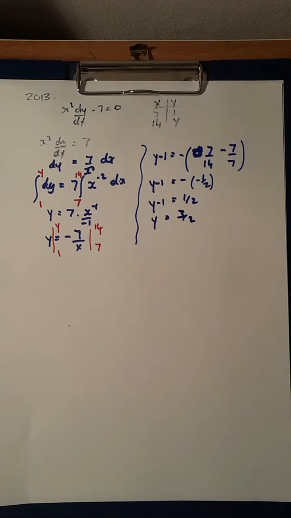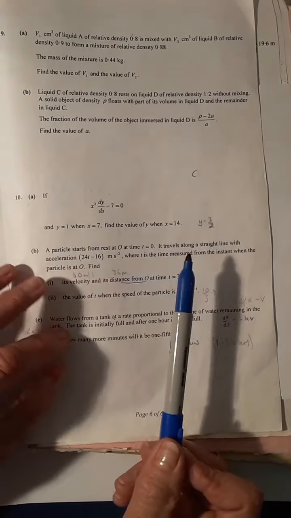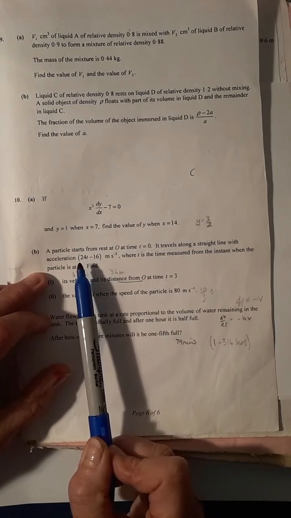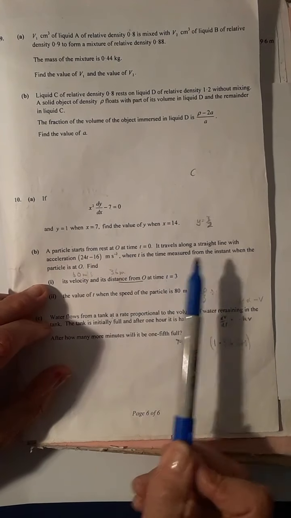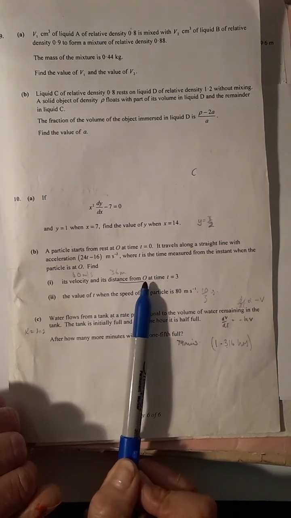Now, the second bit, let's have a look at it. The second bit says, a particle starts from rest at time t is equal to 0. It travels along a straight line with this acceleration, 24t minus 16. T is measured from the instant the particle is at O. We've got to find the velocity and its distance from O when t is equal to 3.